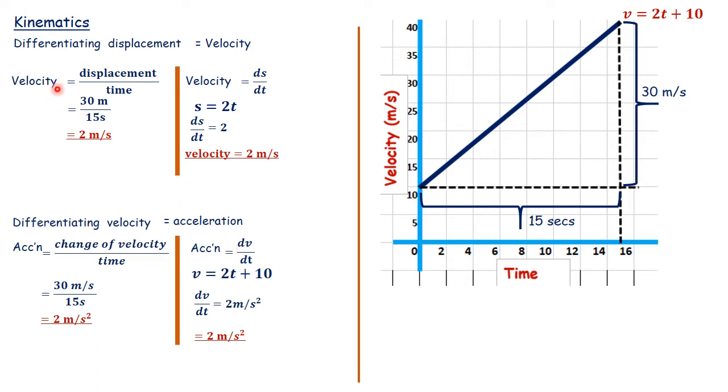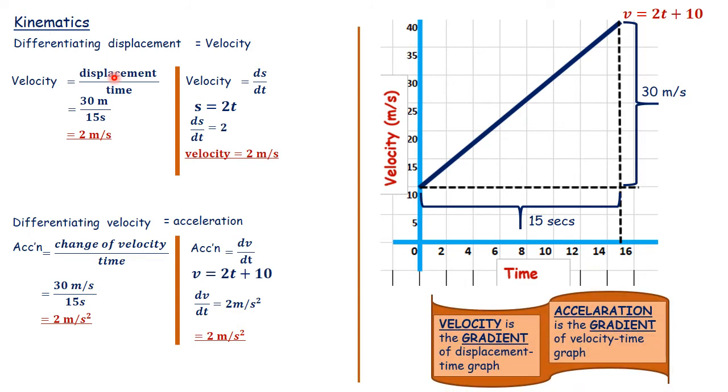And earlier I said differentiating displacement with respect to time gives us velocity. Therefore, let me tie that together by saying the following. Velocity is the gradient of a displacement-time graph. In other words, if this was a displacement-time function, if you look for the gradient of the curve that is given, you will be obtaining velocity.